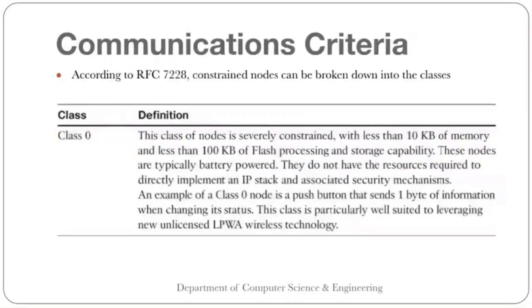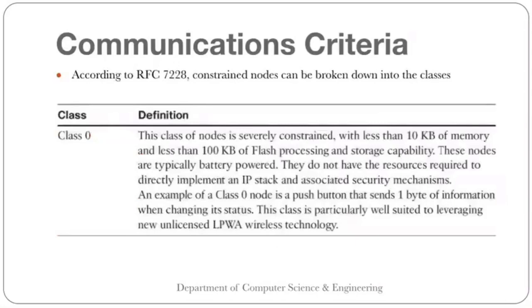According to RFC 7228, constrained nodes can be broken down into classes. Class 0: this class of node is severely constrained, with less than 10 KB of memory and less than 100 KB of flash processing and storage capability. These nodes are typically battery powered. They do not have the resources required to directly implement an IP stack and associated security mechanisms. So this class 0 is very severely constrained.